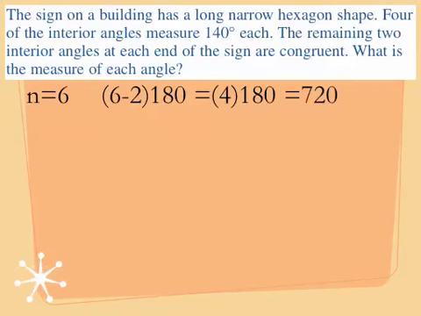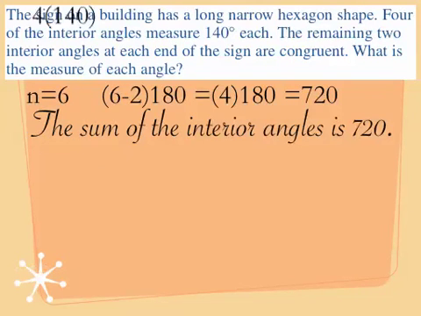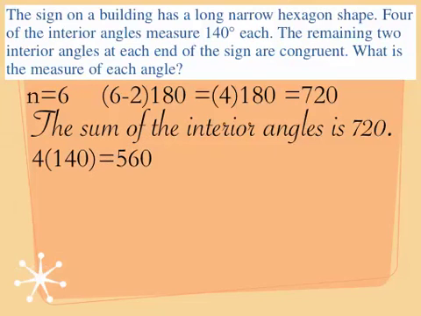Now I know that 4 of the interior angles measure 140 degrees each. So I'm going to take 4 times 140, and that tells me that the sum of the 4 angles would be 560. Now what I need to do is take 720 and subtract the angles that are already spoken for through my 4 interior angles. So 720 minus 560, and that gives me 160 for the remaining 2 angles.